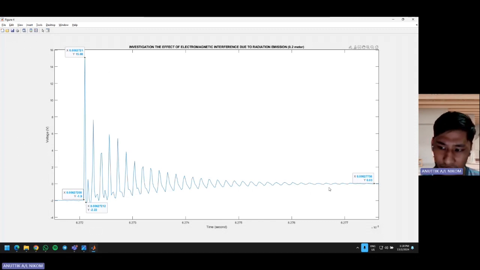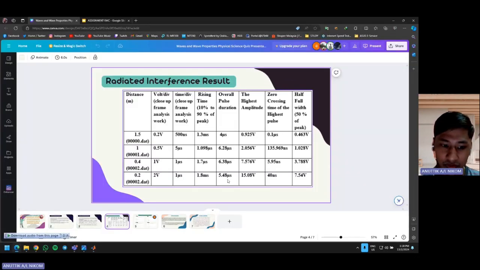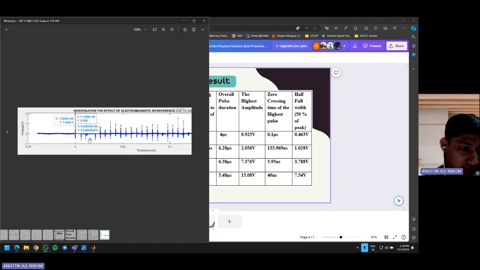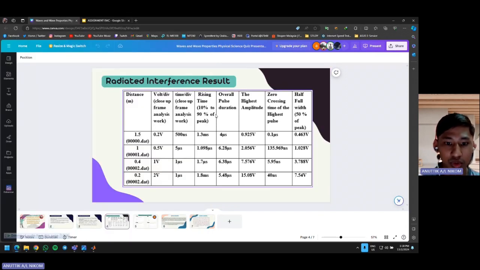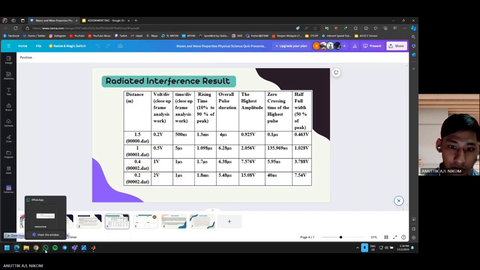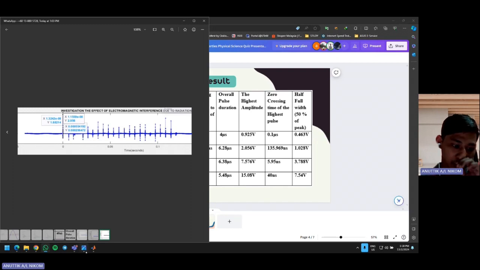So for the overall pulse duration, we get 5.4 microseconds, and rising time we get 1.x milliseconds. This is data from my teammate, and his device can generate the 10% to 90% of peak. My device cannot pin the data. So that's all for me.